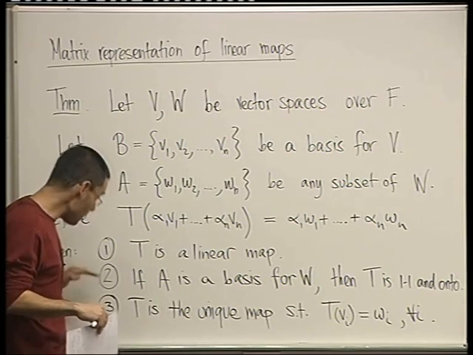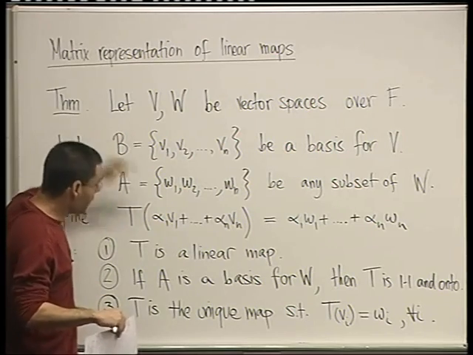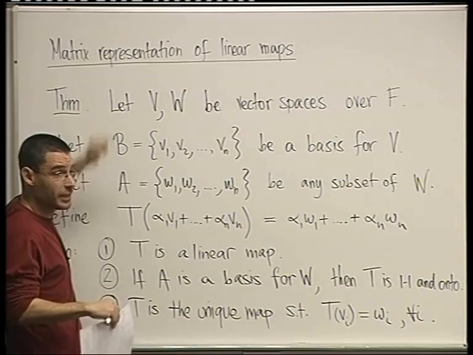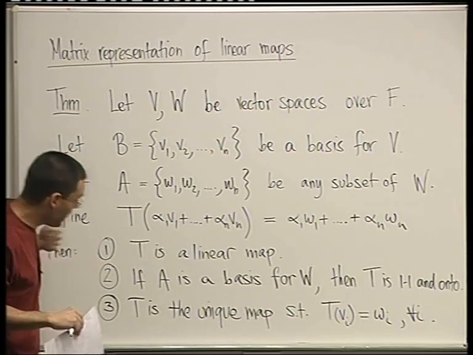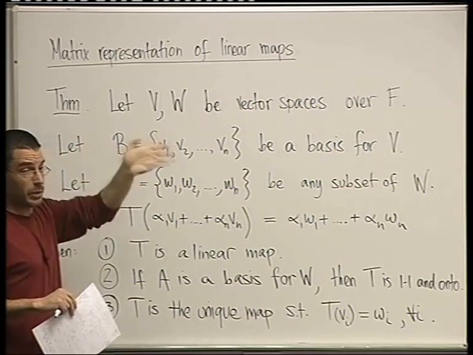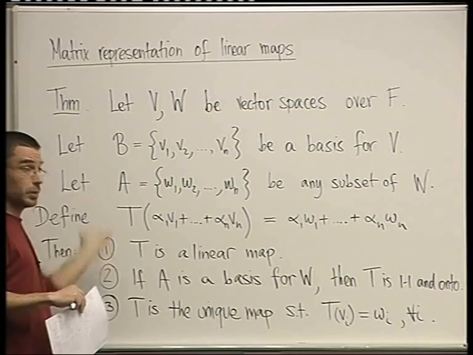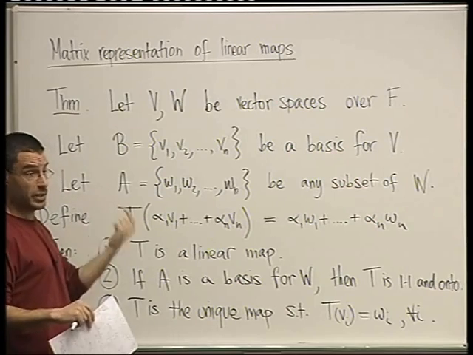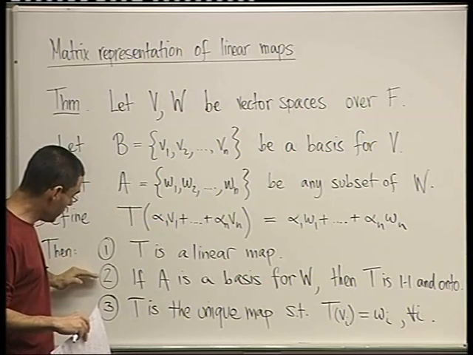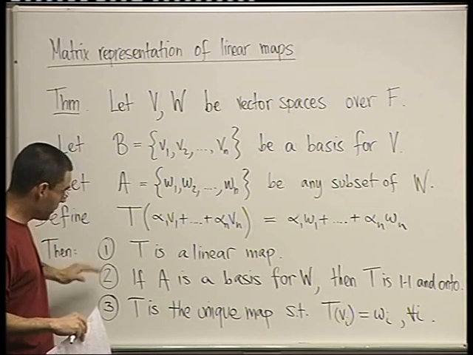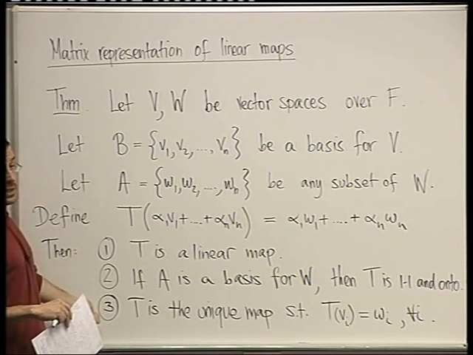Okay? Part 2 tells you that if you're sending a basis to a basis, then the map is going to be one-to-one and onto. That's already hinting at something we're going to say later, that a linear transformation is one-to-one and onto if and only if the dimensions are the same. We already hinted at that previously. So this is really laying the ground for things to come. Okay? What's important for us is part 3.